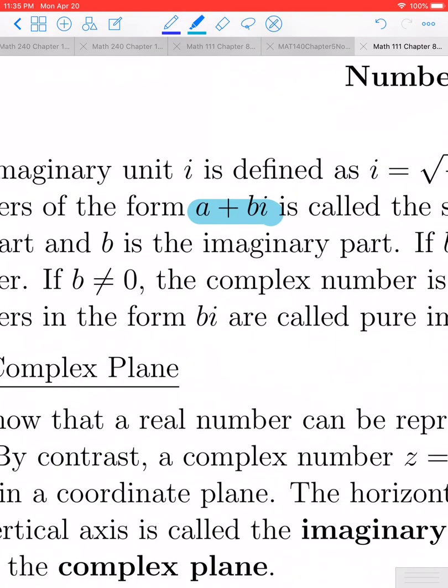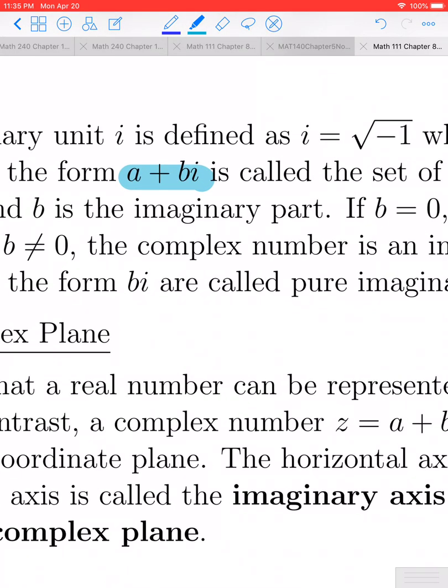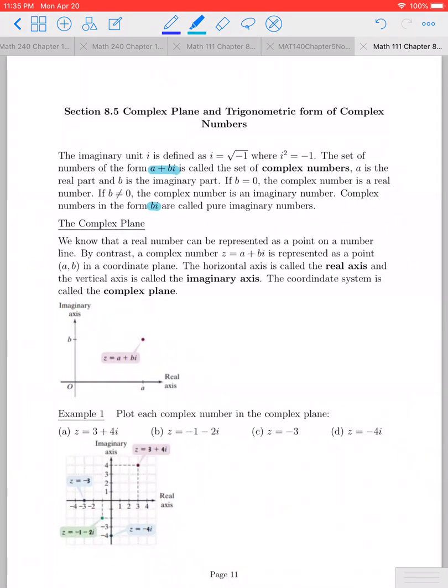On the other hand, sometimes we'll refer to numbers as being purely imaginary if they have no real part, meaning if a equals 0. So complex numbers of the form bi are sometimes called purely imaginary numbers.